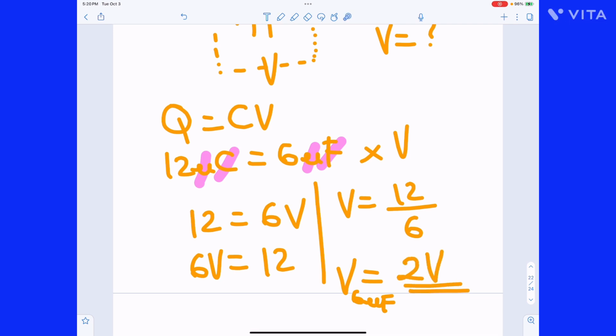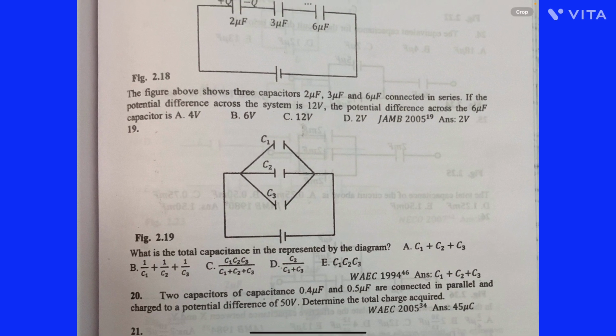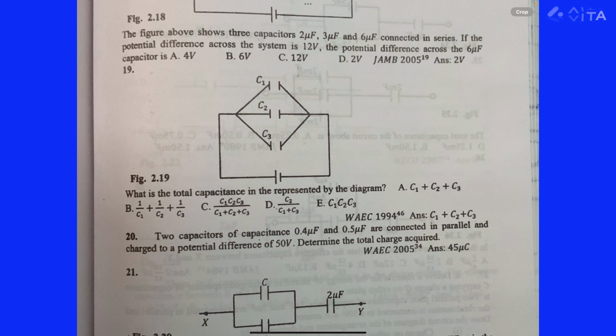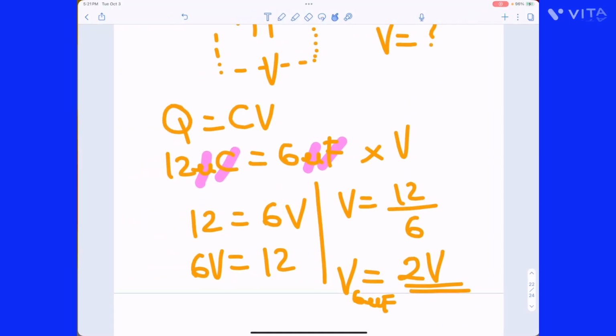Take note of this question. It's very important. Number 19. Okay, I think that was 18. Number 19. C1, C2, C3. What's the total capacitance represented by the diagram? Okay, what is the total capacitance in the diagram above? That's what they mean. What's the total capacitance in the diagram above?